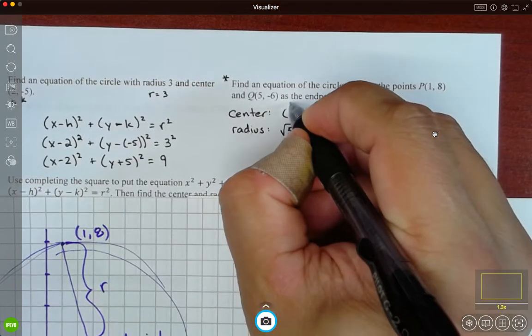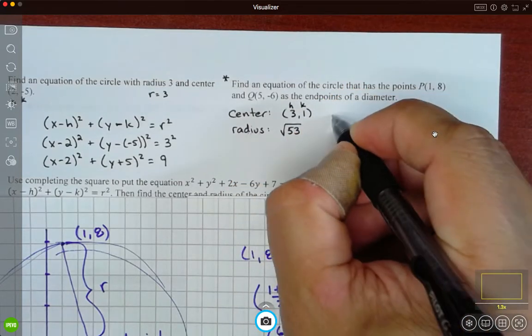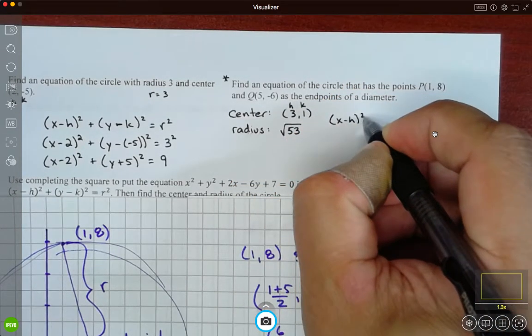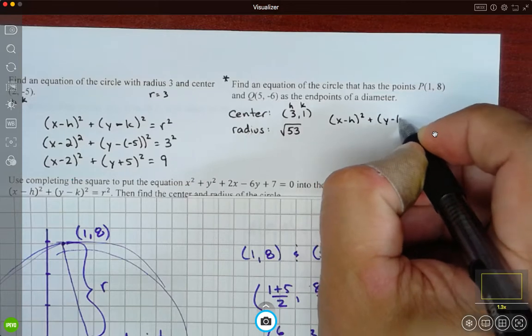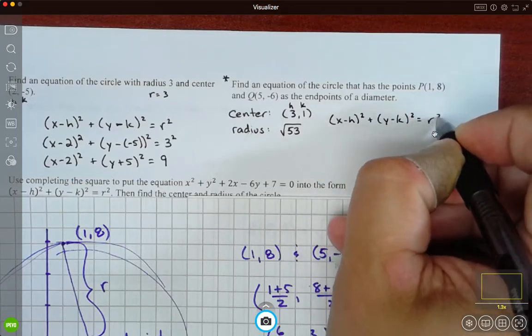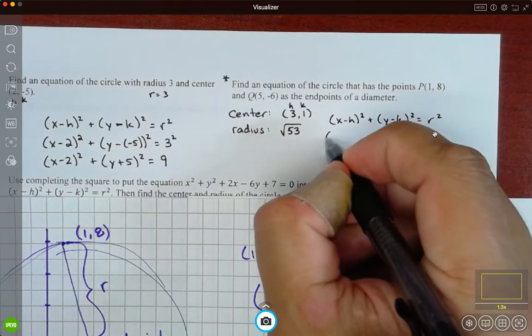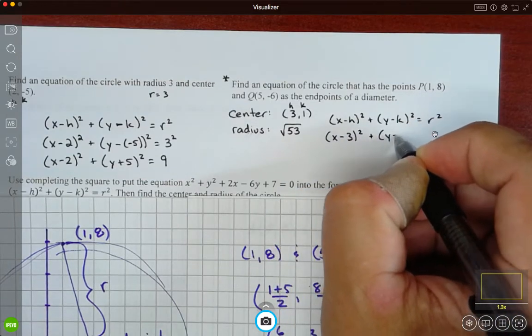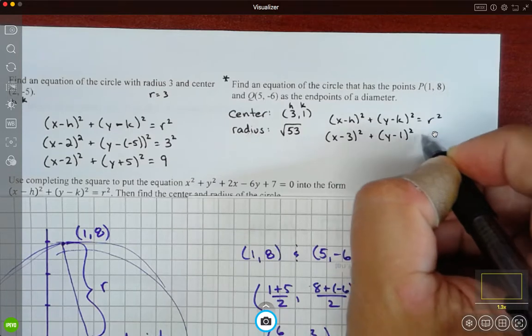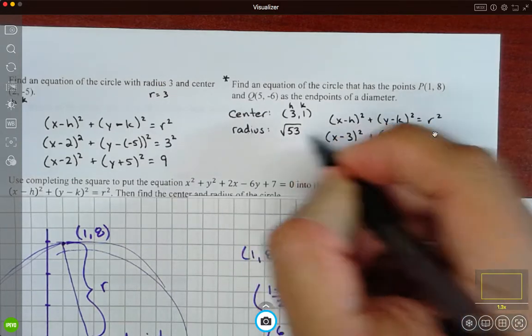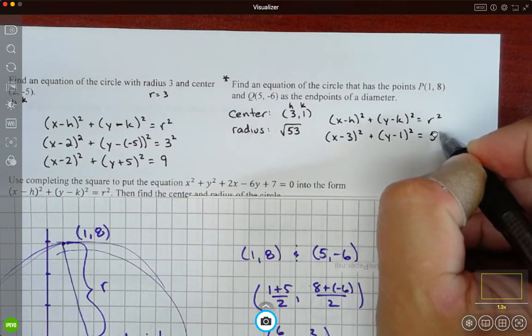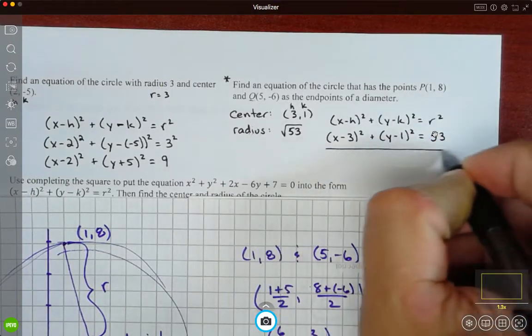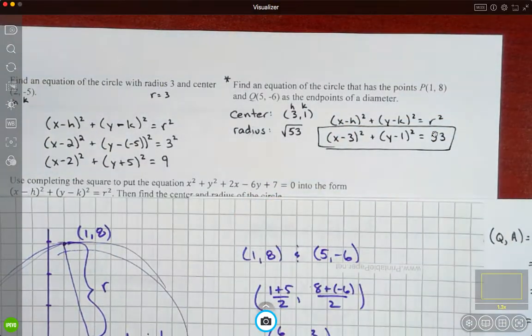This is h and this is k. So (x minus h) squared plus (y minus k) squared equals r squared. Let's do (x minus 3) squared, (y minus 1) squared. And then what happens if I square a square root? It disappears. So that is the equation of that circle.